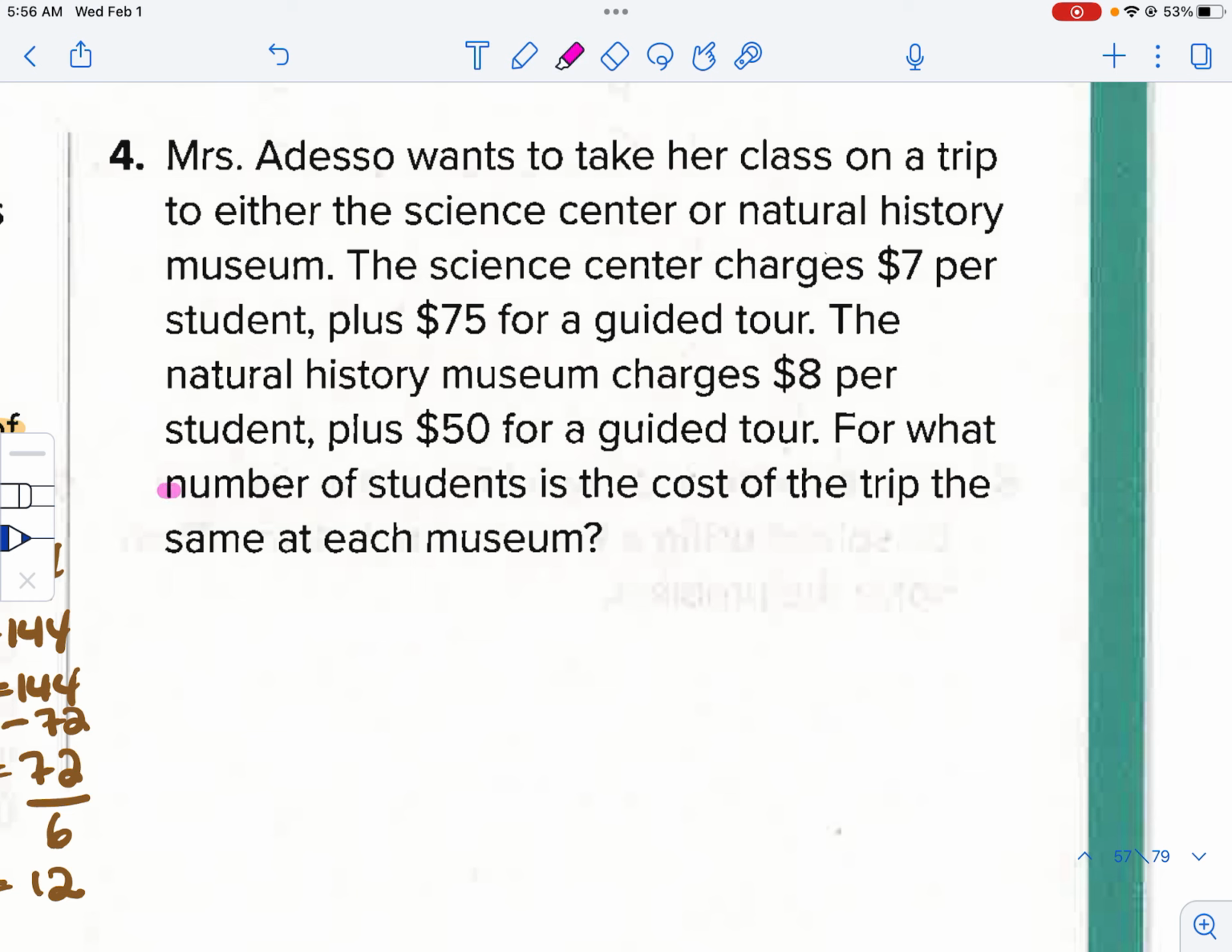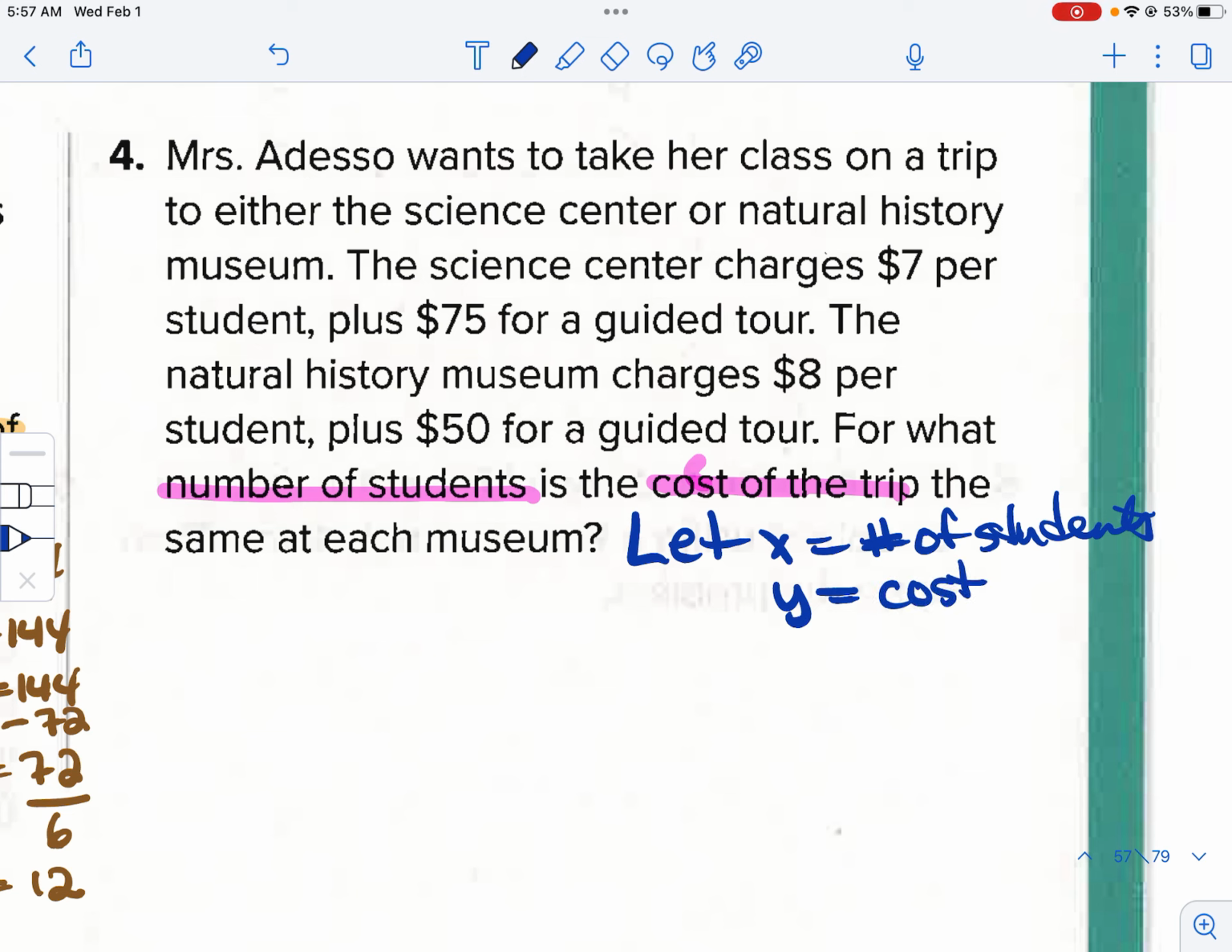So what is the number of students and then the cost of the trip? So those are the two things we're looking for. So let X equal number of students. Let Y equal the cost of the trip.